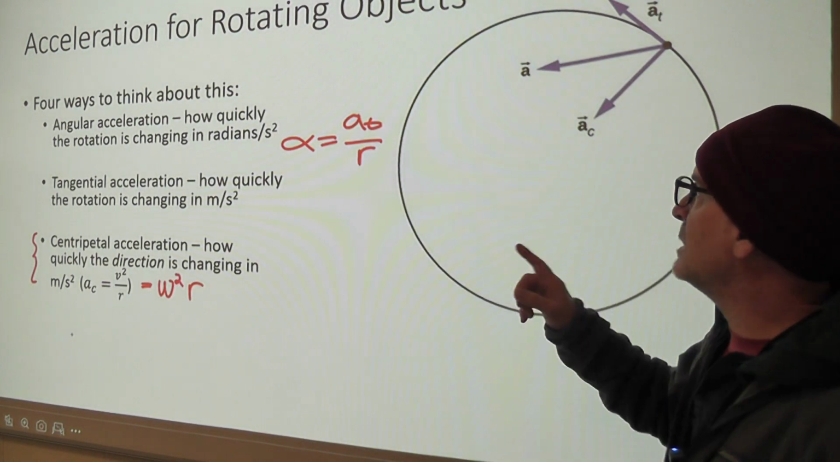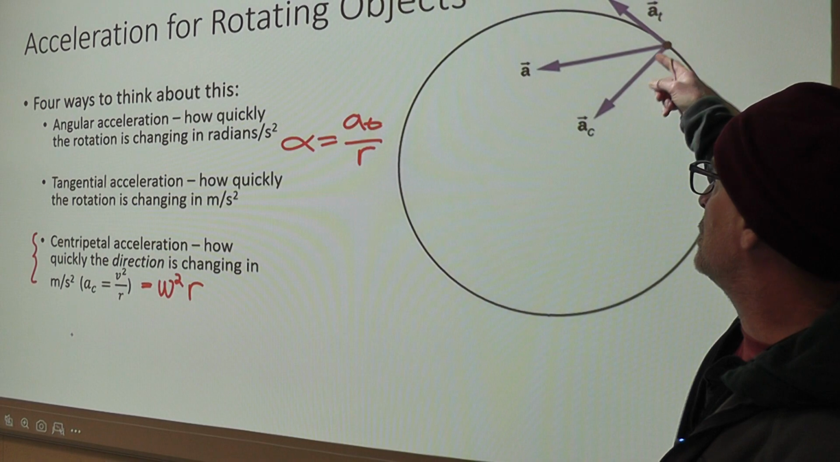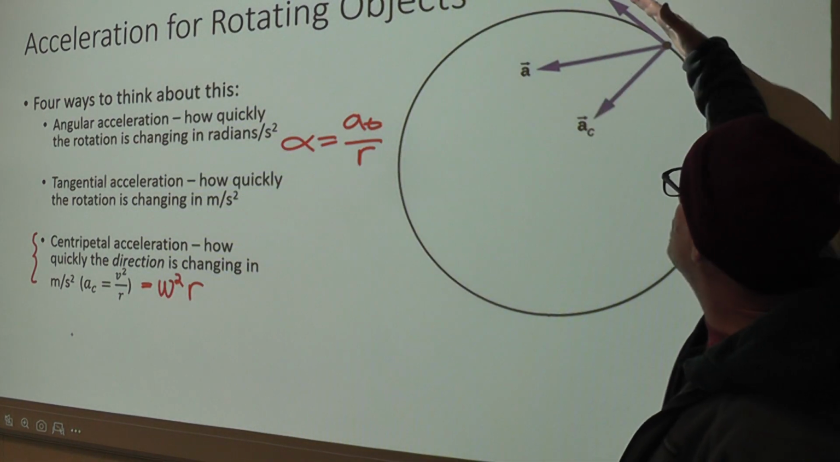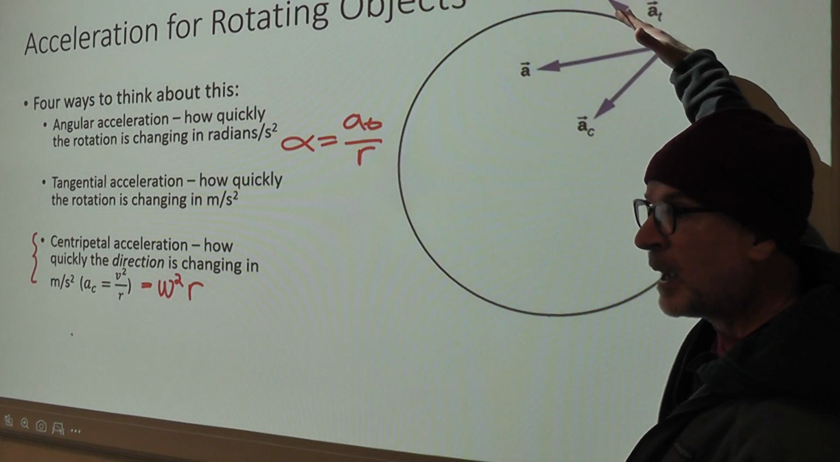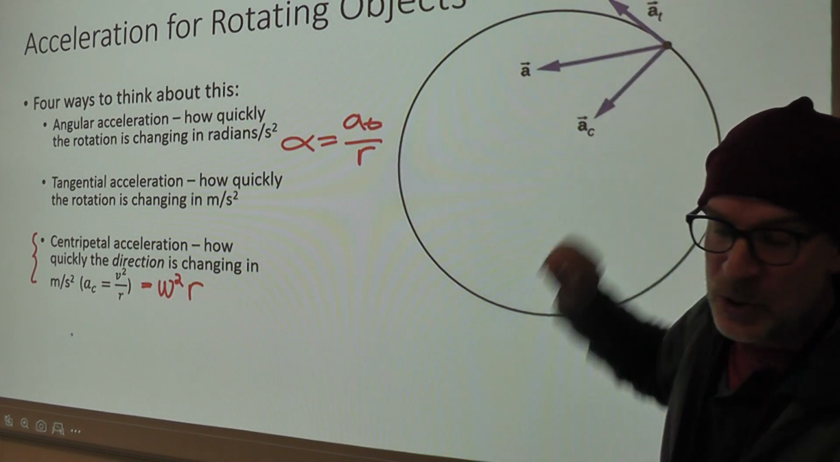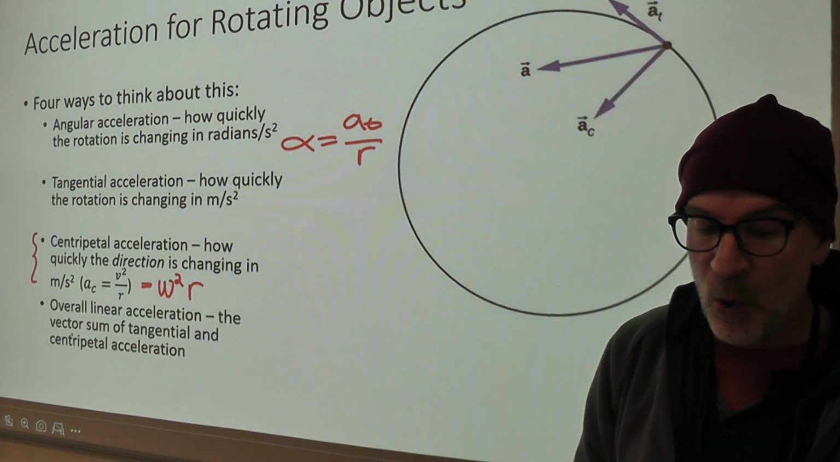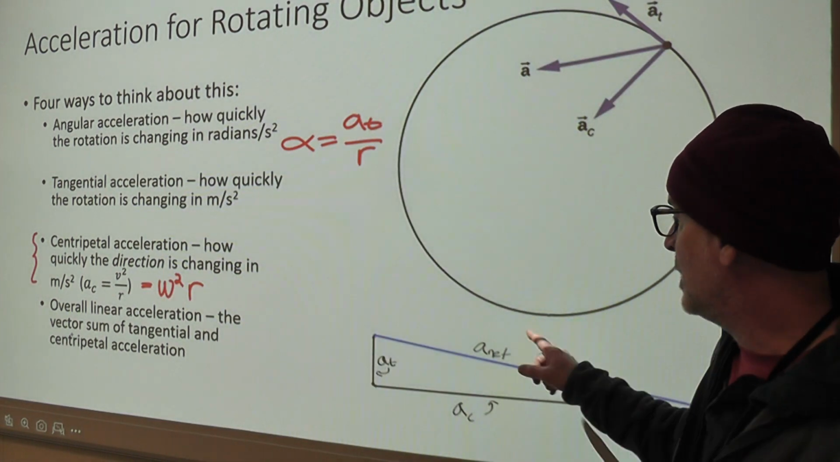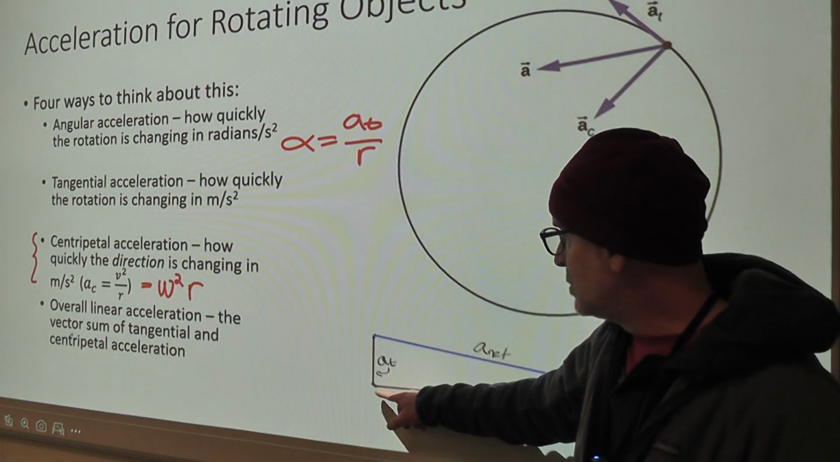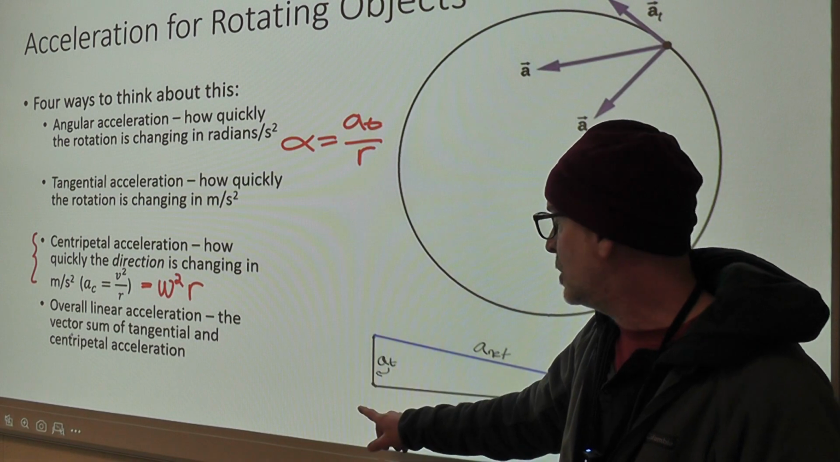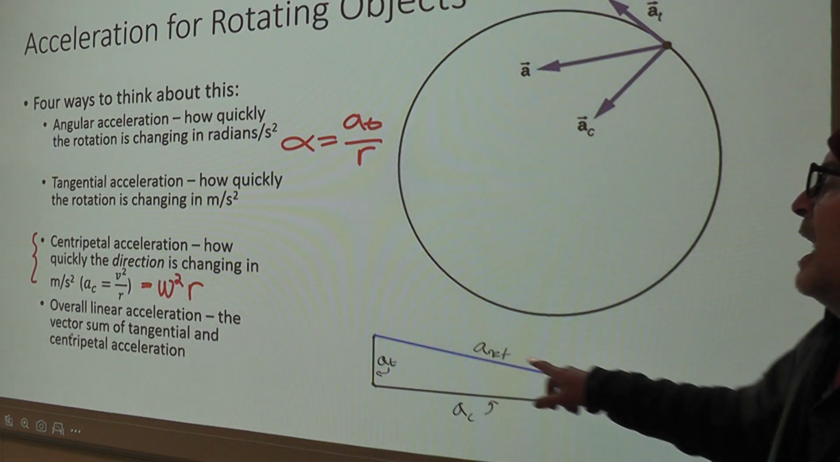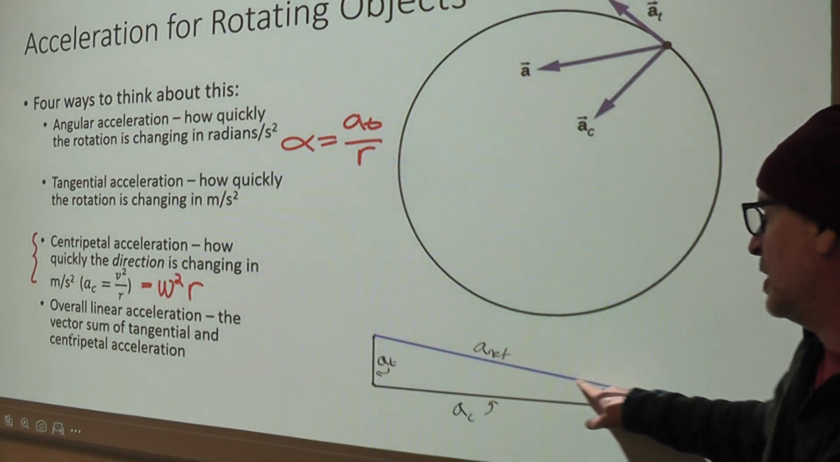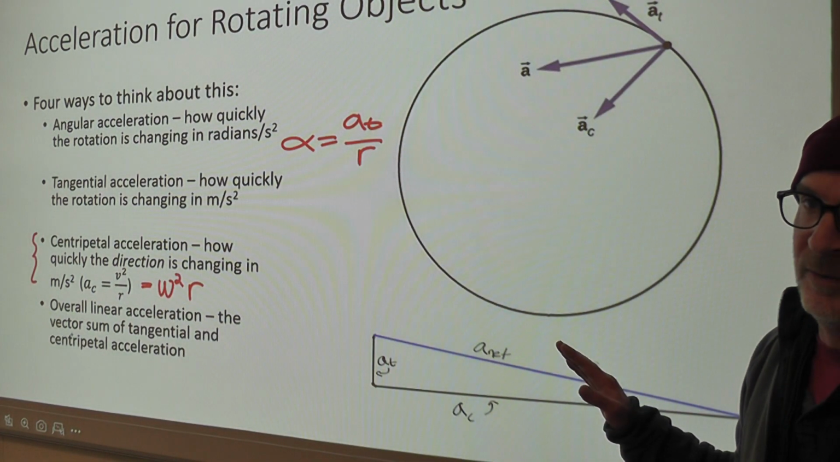And then, since centripetal acceleration is toward the center of the circle, and tangential acceleration is instantaneously tangent to the circular path, we could combine those two quantities to come up with an overall linear acceleration, and it would look something like this. The tangential acceleration would be in one direction, the centripetal acceleration would be at a 90-degree angle to that, and the overall net acceleration would be offset from both of them.